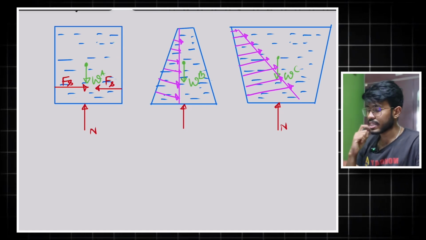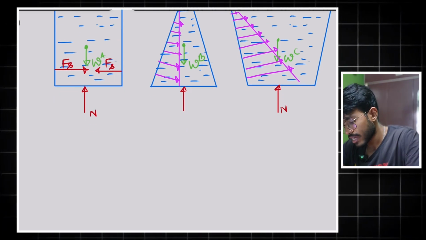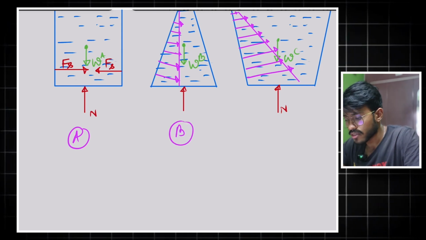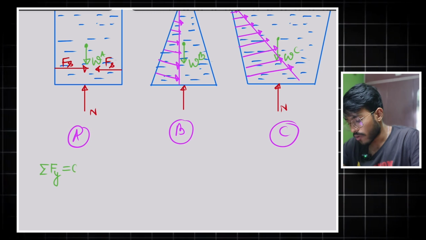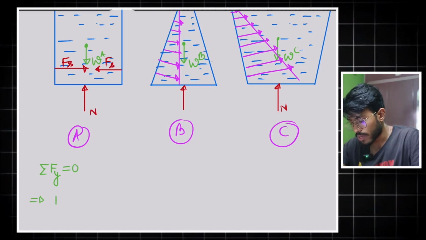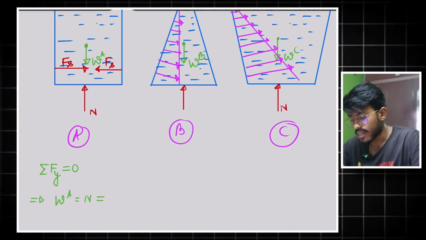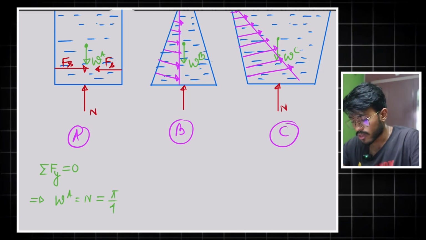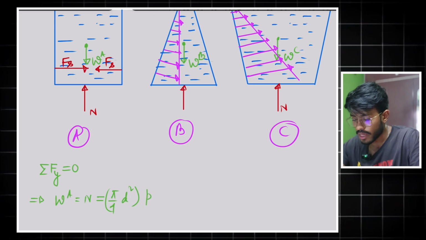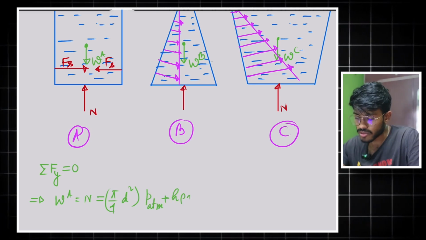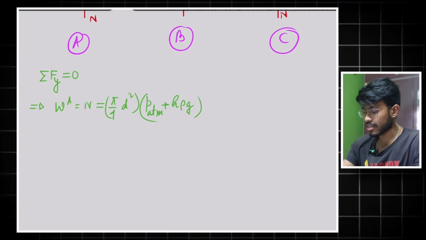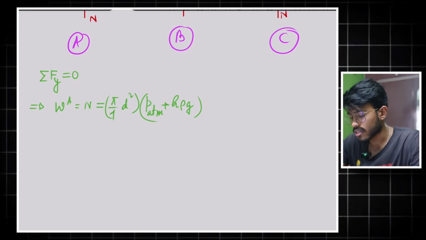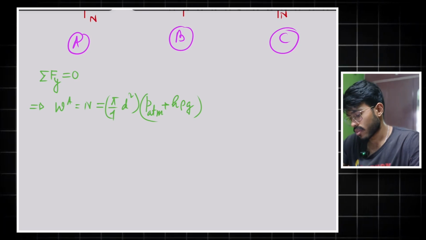Fine. Now you see, this is case A, this is B, this is C. For case A, if I do summation of Fy equal to 0, what will I be getting? The normal force for all the three cases is equal to pi by 4 d square into (PATM plus H rho g). Clear? If I consider the gauge pressure... let me not consider the gauge pressure for now. So this is the answer, right?